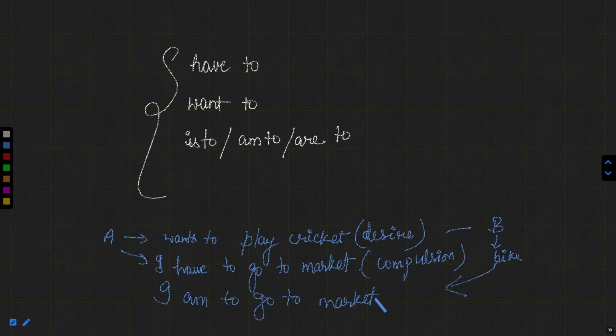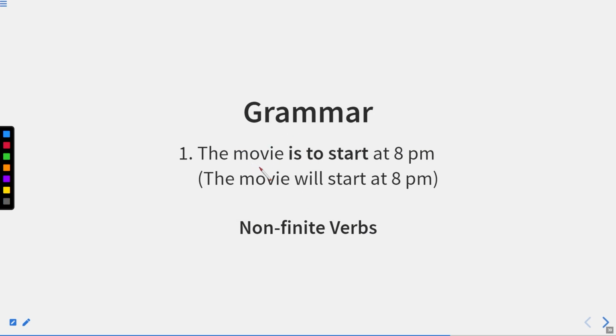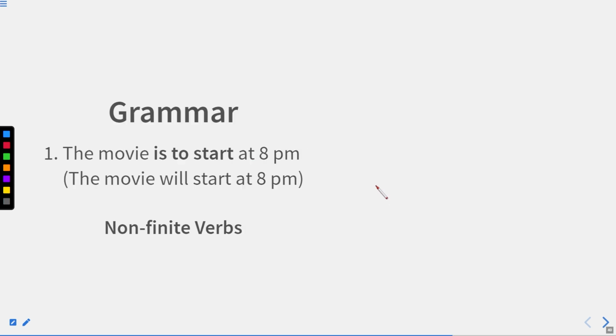So in a general sense, we can use these phrases, which show compulsion and desire respectively. So let us get back to the slides. We have these structures as well. The movie is to start at 8 p.m. Now this work has to be done, or is to be done, so we can say the movie is to start at 8 p.m. So this is the general sense: the movie will start at 8 p.m.